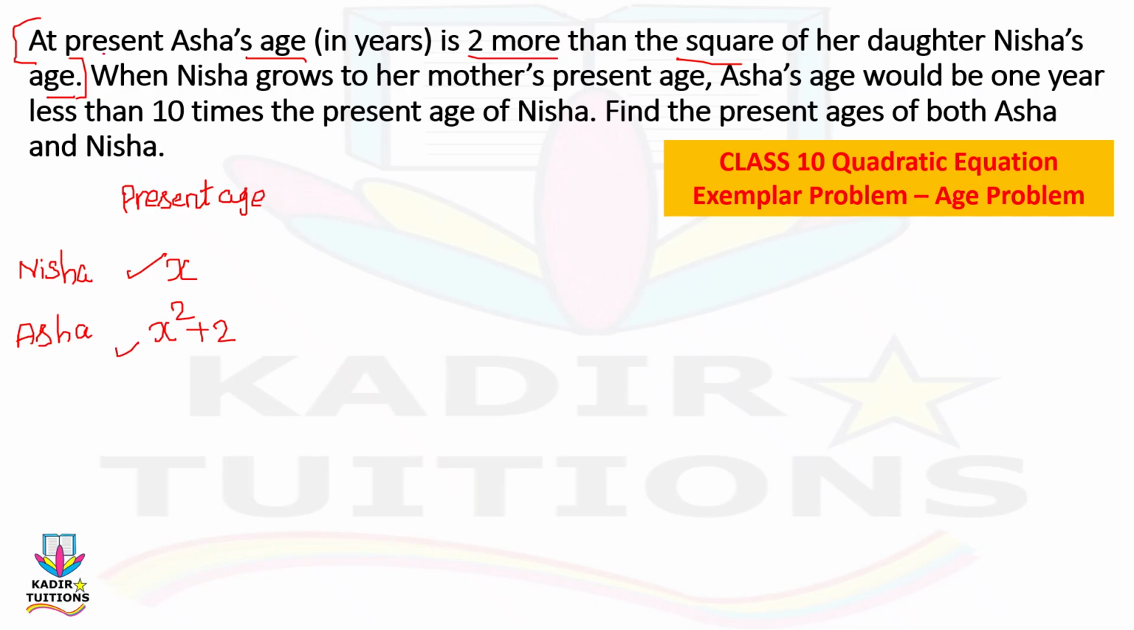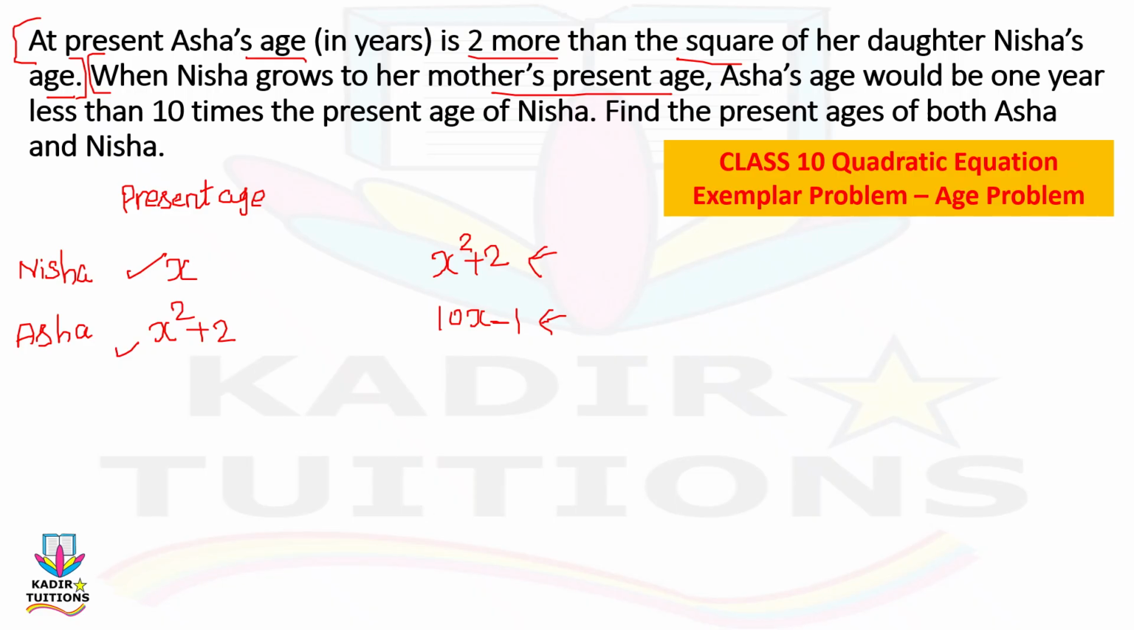Now we will see the second statement. When Nisha grows to her mother's present age, now this girl is going to grow, and at last she is reaching the age x square plus 2. Then Asha's age would be 1 year less than 10 times the present age of Nisha. So when Nisha is reaching x square plus 2, Asha is going to be 10x minus 1.